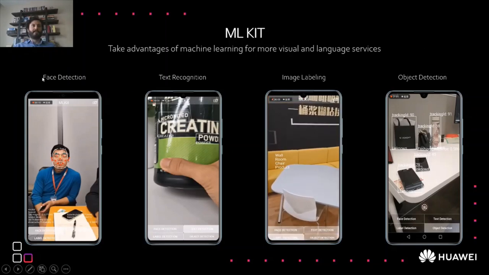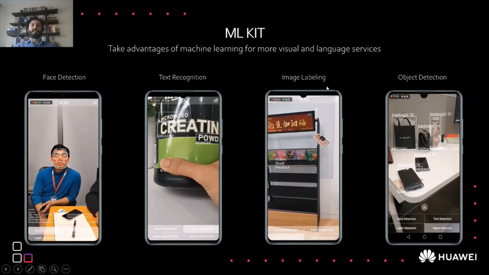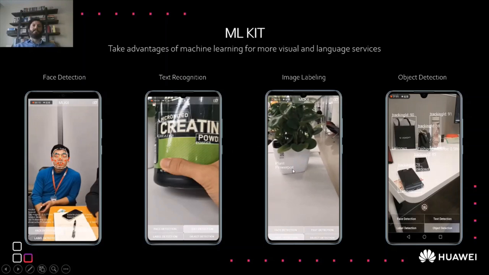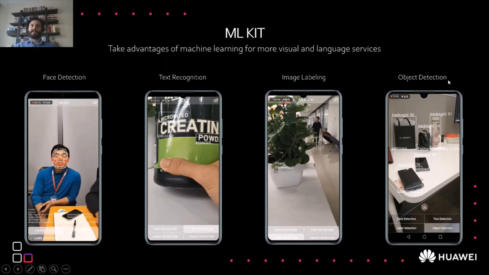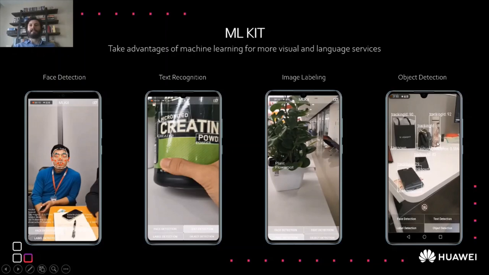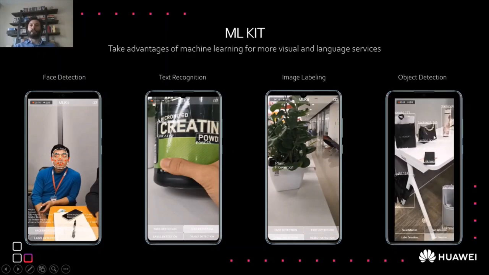So you can have face detection, text recognition, and image labeling. As you can see here, it is labeling the images in real time, and object detection. This is also real time, and so you can have different object types like plant, furniture, flower or other objects.